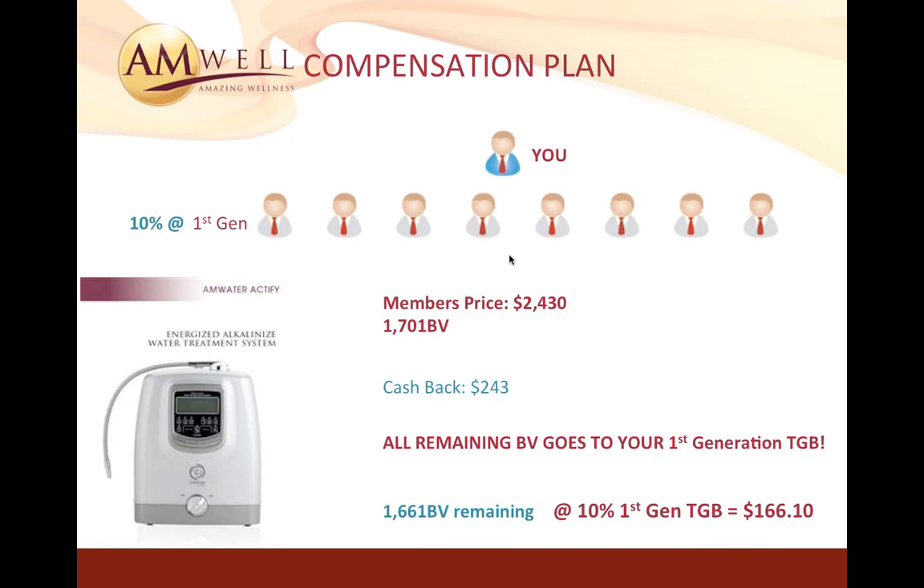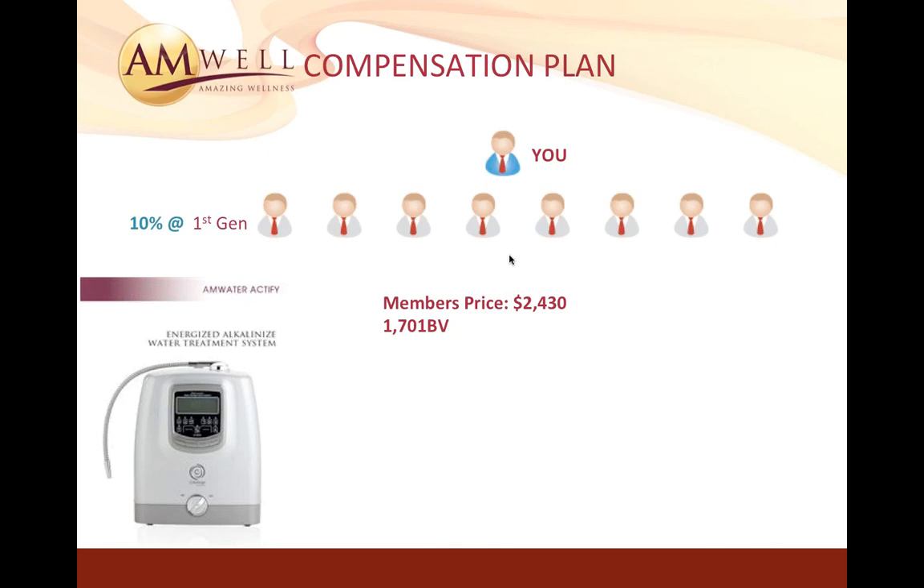So to take it again, you buy a water machine. It's already at a discounted price from retail price. You also get cash back of $243, and you get an additional $166.10. That all goes back to you from buying a water machine, so you get a discount and you get money back. If you add everything up on buying the water machine, it's $409.10 back in your pocket. So for all of your personal purchases, anything over 40 business volume, it subtracts the 40 to make you active, and then the remainder will all go back to your first generation TGB.